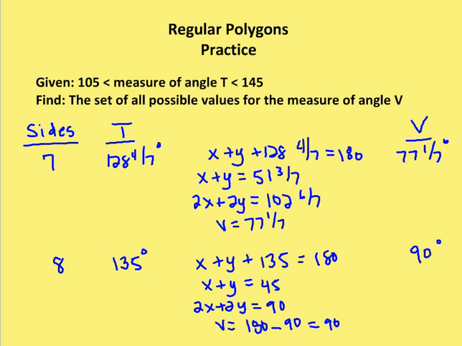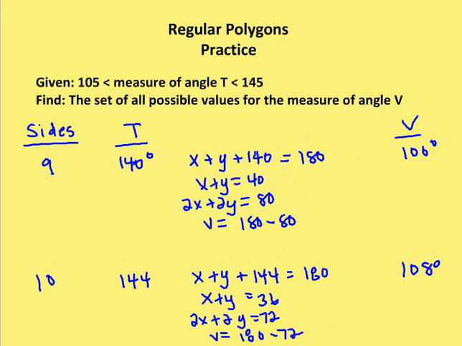77 1/7 degrees. Side 8, we know that t is 135 degrees, so x plus y plus 135 is equal to 180. X plus y is equal to 45 degrees then. 2x plus 2y is equal to twice that. V then is equal to 180 degrees minus that value of 2x plus 2y, so it leaves me with v equal to 90 degrees. Last part of the problem, 9 and 10.